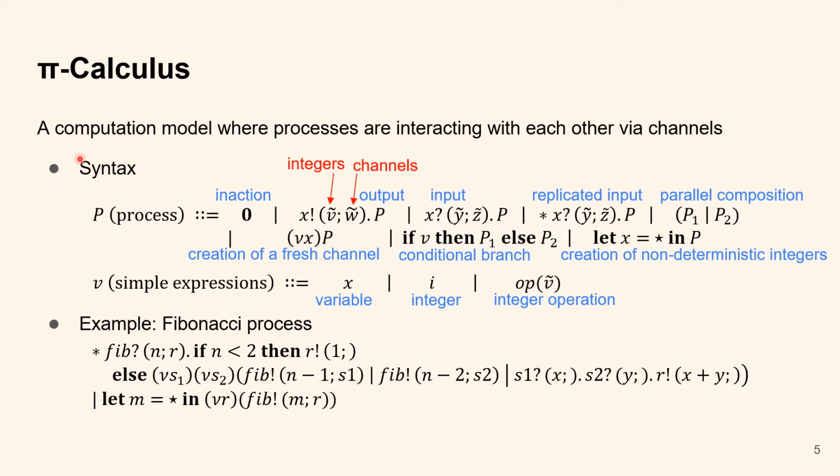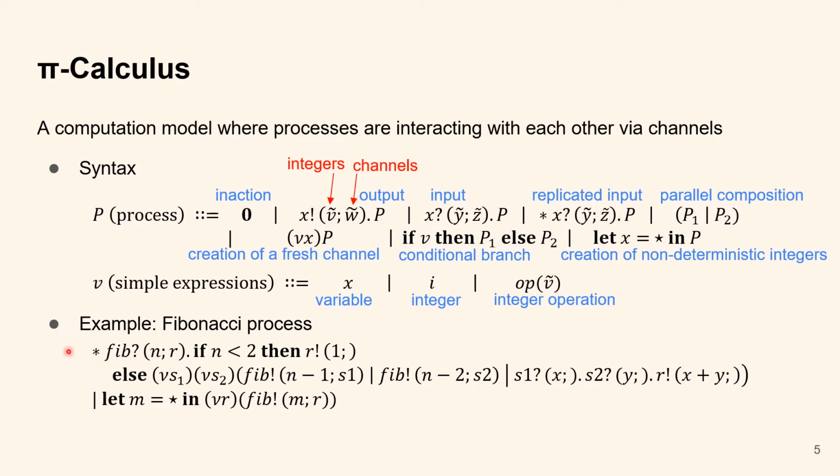The pi calculus is a concurrent computation model where processes are interacting with each other via communication channels. The syntax of processes is defined like this: inaction, output, input, replicated input, parallel composition, creation of a fresh channel, conditional branch, and creation of non-deterministic integers. For technical convenience, we separate the arguments into two parts, integers and channels.